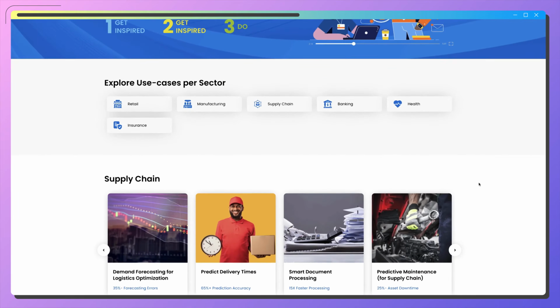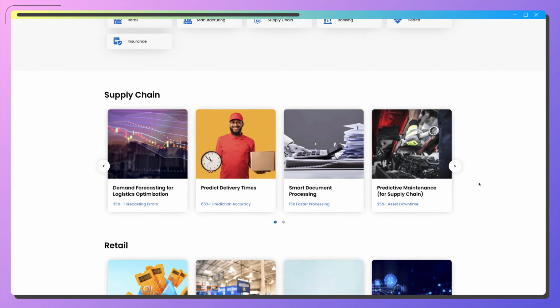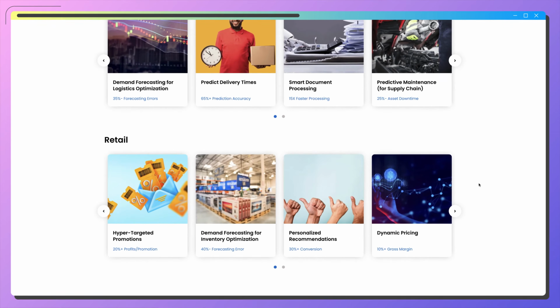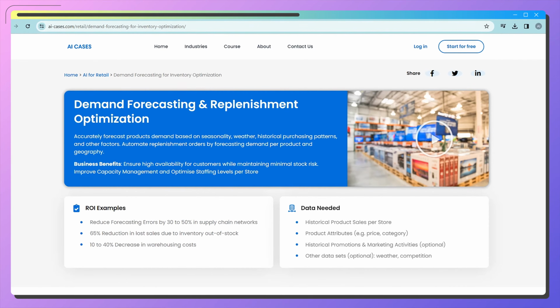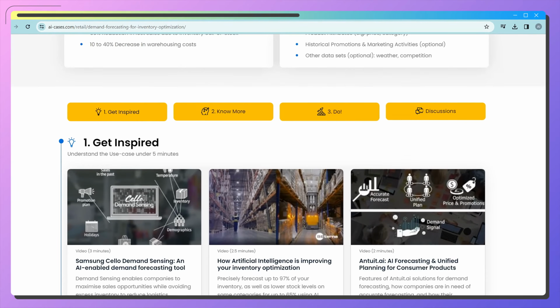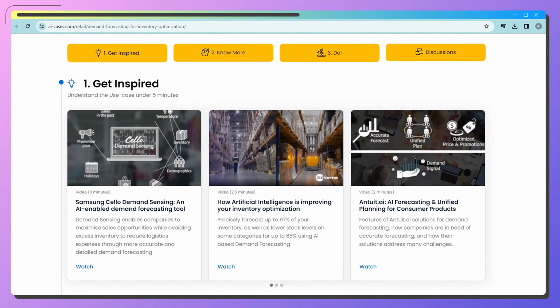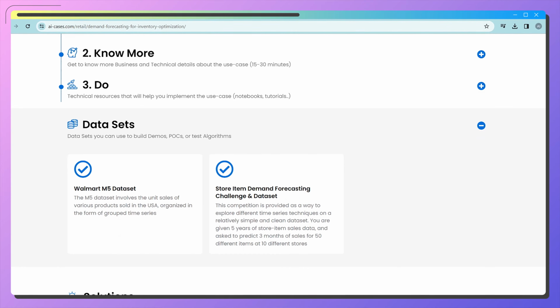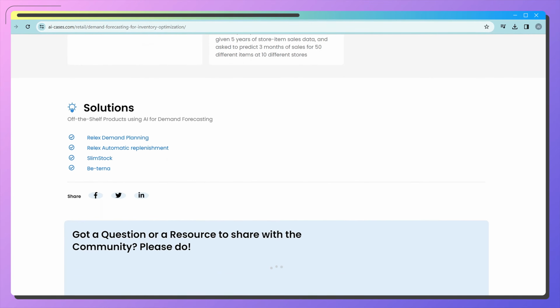Firstly, if you are eager to explore numerous AI use cases in different domains, I recommend visiting ai-cases.com. I've put together that website to help anyone understand the most critical use cases in different sectors, including supply chain, manufacturing, health, insurance, banking, education, and more. The website is structured in a way to provide a high-level introduction to each use case, followed by more in-depth resources, including case studies, technical explanations, code samples, research papers, off-the-shelf products, and a community space for asking questions and sharing knowledge.